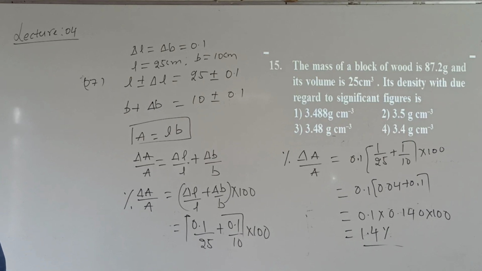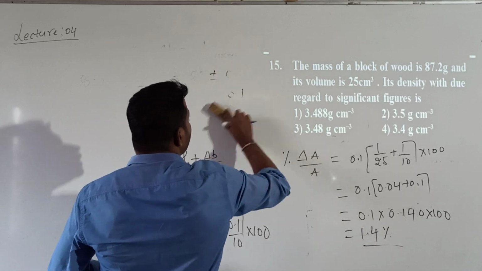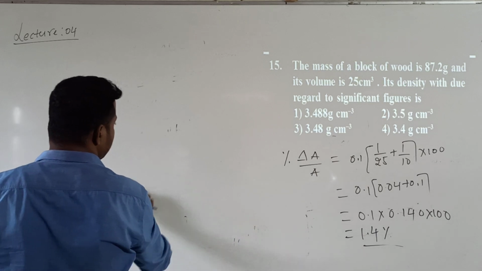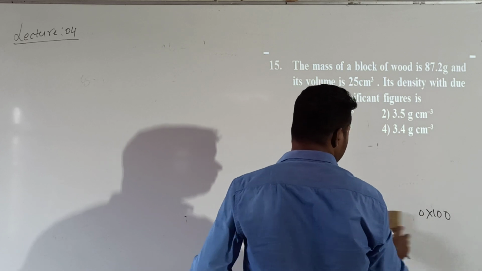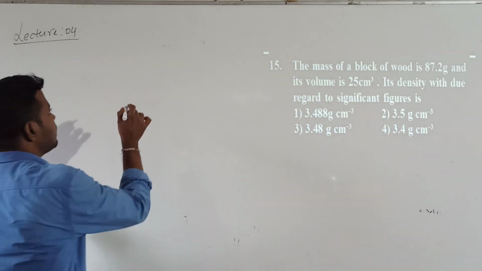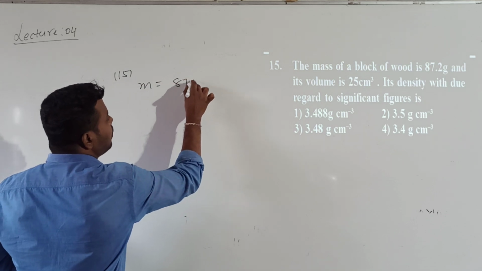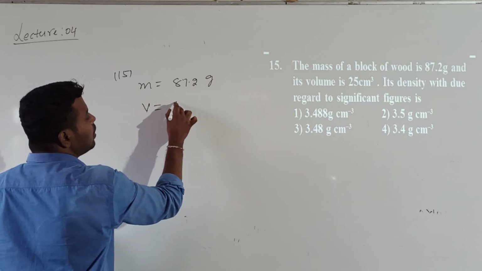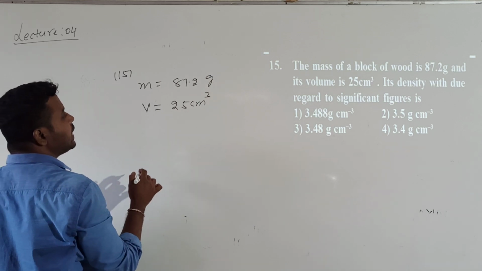Next, question number 15. The mass of a block of wood is 87.2 grams and its volume is 25 cubic centimeters. Find its density with regard to significant figures. The mass value is 87.2 grams, the volume value is 25 cubic centimeters.